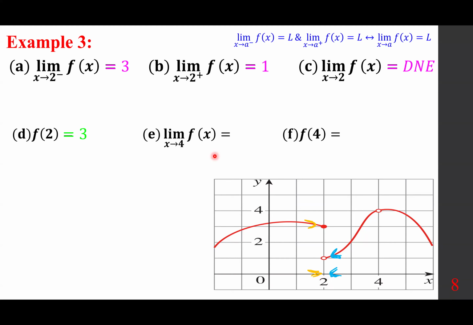What about the limit of f of x as x approaches 4? We look at both sides. As we approach 4 from the left, that means going this way. As we approach from the right, that means we go this way along the curve. And as we move towards 4 from both sides, we are moving towards this hole, which has a y coordinate of 4.